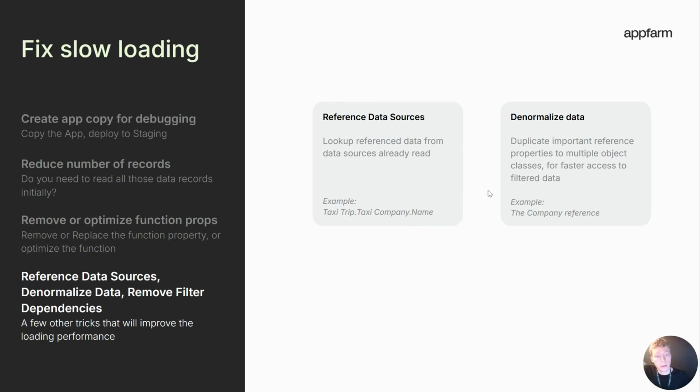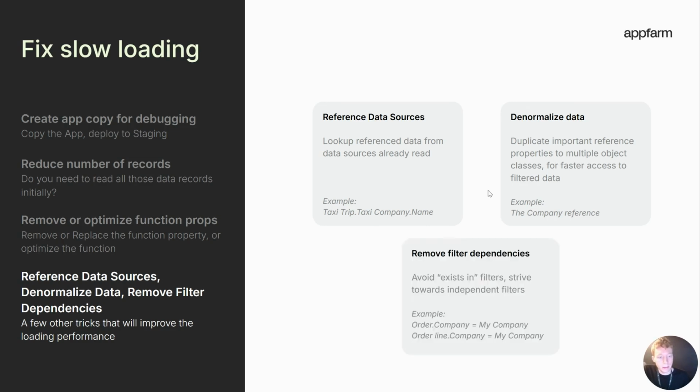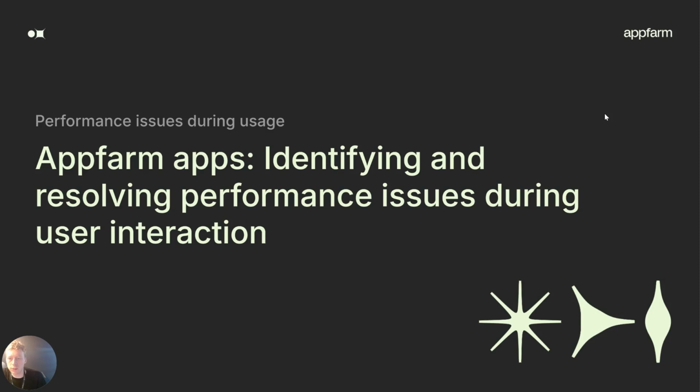It may seem counterintuitive at first, but adding a company property onto employee and department and anywhere else that might have a deep data binding reference to company is actually a lot more performant, because this allows for faster access to filtered data, and it avoids filter dependencies using exists in. For example, order.company exists in all companies. It's a lot more performant to use, for example, order.company equals my company to filter directly on the company of the logged in user.